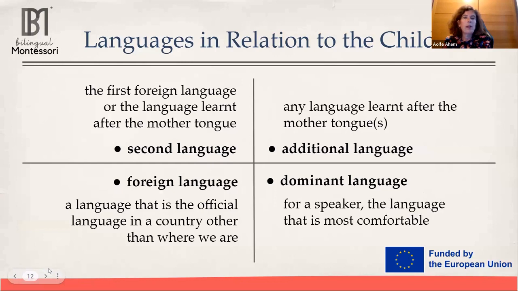Okay, so here we can just revise the things that I mentioned before. Second language, the first foreign language or language learned after the mother tongue. Additional language, any language learned after the mother tongue or mother tongues. So there we see how a bilingual person can feel more included when we use additional languages. Foreign language, the official language of a different country. Dominant language, the language the speaker is most comfortable in.